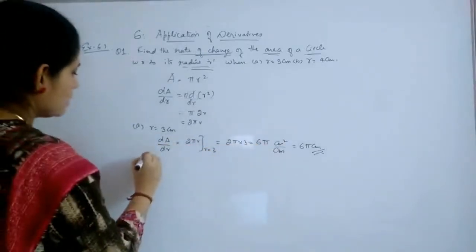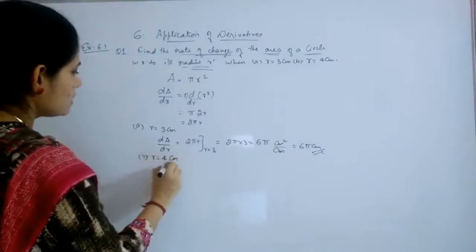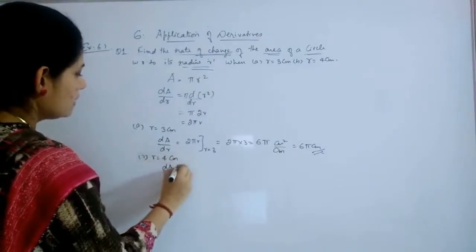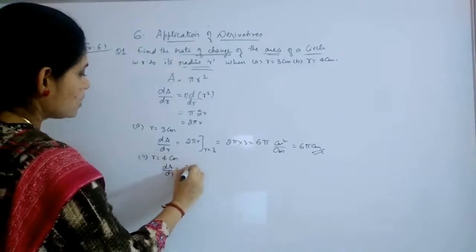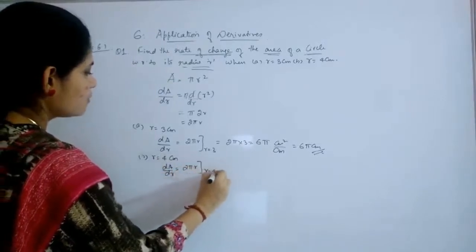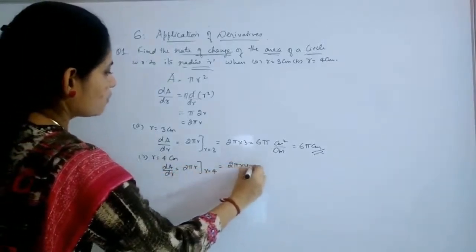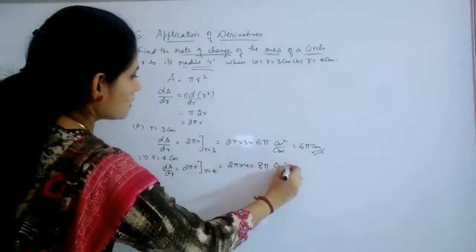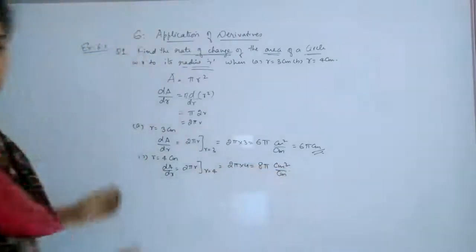Okay, for the second part you have r is equal to 4 centimeter, so dA by dr will be again 2 pi r when r is equal to 4. So it will be 2 pi into 4, which is 8 pi, again centimeter square by centimeter. Okay.